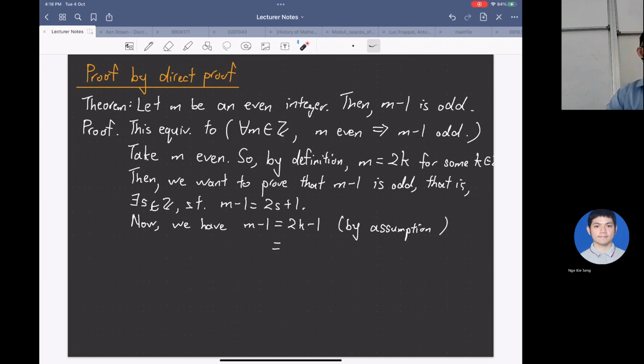Any idea? Anyone got any ideas? You have any idea? Plus 1 minus 1? What do you mean by plus 1 minus 1? From where? The right side?